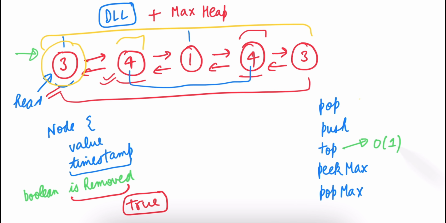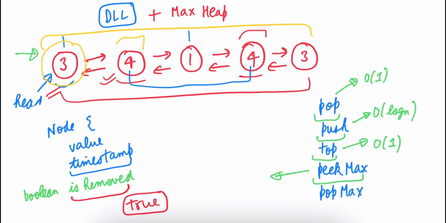Now using this approach, our top function call is going to be O of one time, because for our top call we are simply returning head.value, and that's it. We are not changing anything in the DLL or our max heap. For our pop call, we are removing the head node and marking that node as removed. So this is also going to take O of one time. For our push call, adding it to our doubly linked list is simply constant time, and adding it to our max heap is going to be logarithmic time. So overall it is going to take O of log n time.